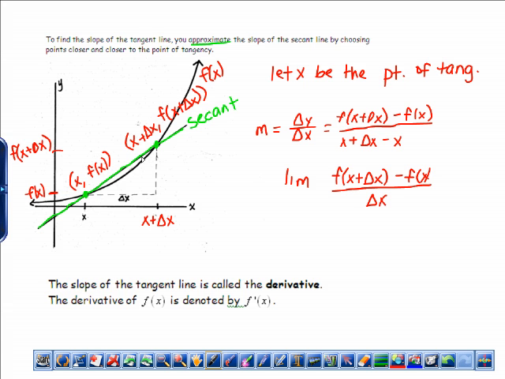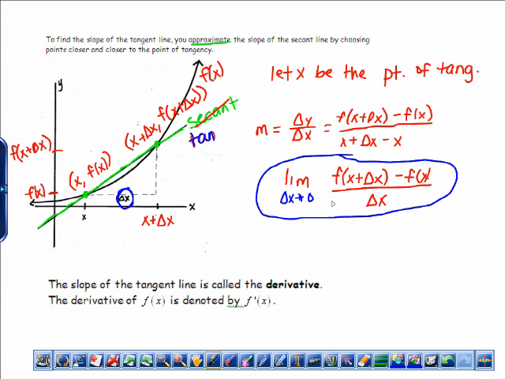In order for this secant line to become a tangent line, I'm going to switch to a third color here. In order for this to become tangent, what do we want to happen to this right here? We want it to get smaller and smaller and smaller. So we want the limit as delta x approaches 0 of this whole thing. This right here, I know it seems kind of weird and messy, but this should kind of look familiar.